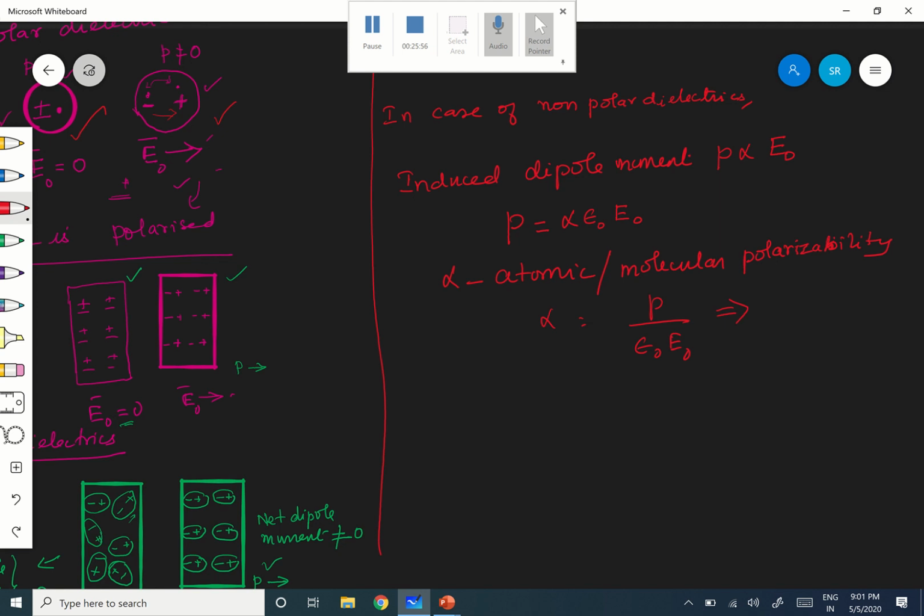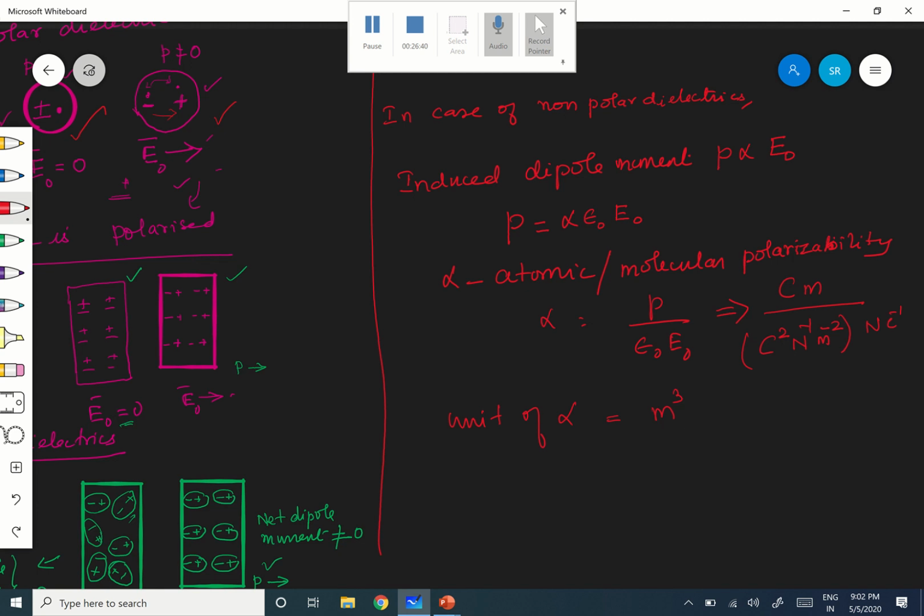I just want to find out what is the unit of it. What is P? P is nothing but Q into 2A, therefore coulomb meter divided by epsilon naught. Epsilon naught is coulomb squared per Newton per meter squared. I have already written the test also in this topic. Therefore it is Newton per coulomb for E naught. If you see this, it will be meter cube. The unit of alpha is meter cube, which means that it has a unit of volume.